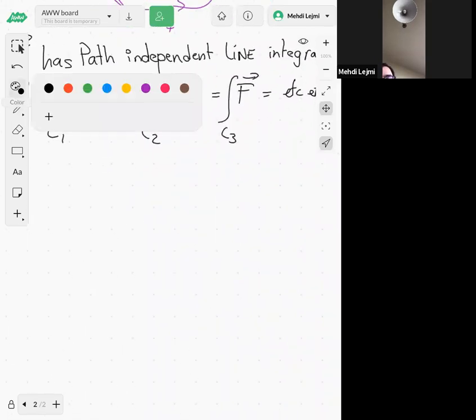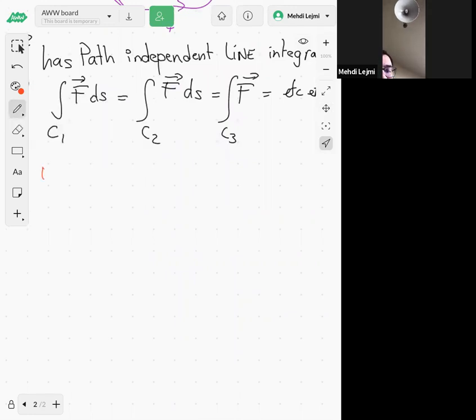Example 1. In the last 5 minutes, I'm going to give you example 1 here. I'm going to take a very simple vector field F. Let's say F of x, y is equal to xy. That's my vector field F. Actually, we will prove later that this vector field has path independent line integrals.